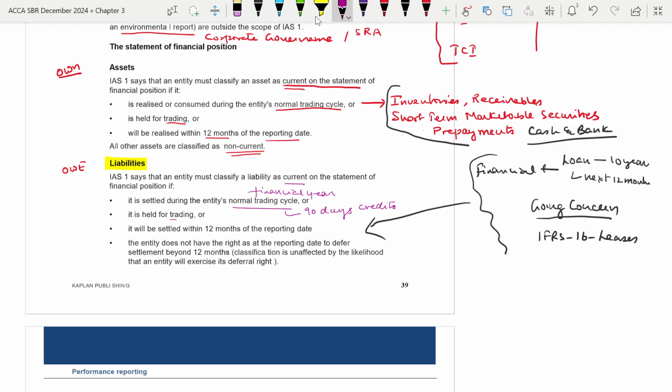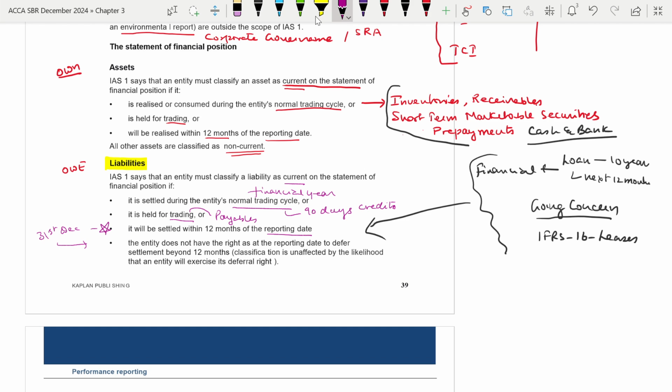It is held for trading, that is, payables. It is settled within 12 months of the reporting date. This is a very, very important clause. It will be settled within 12 months of when you are preparing the financial statements, 31st December, which means it will be settled within the next 12 months.